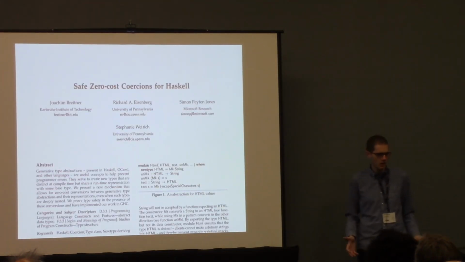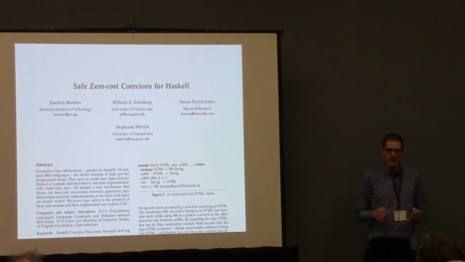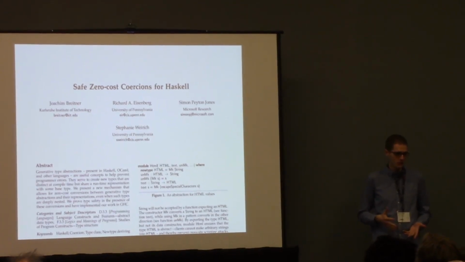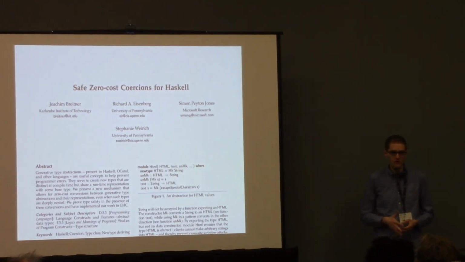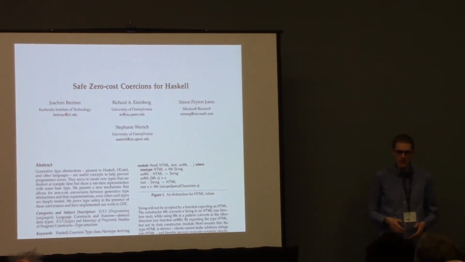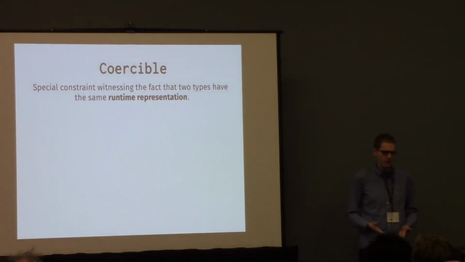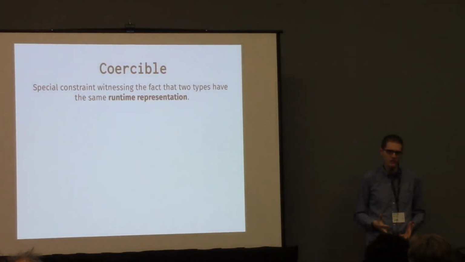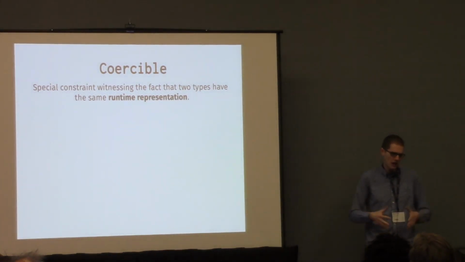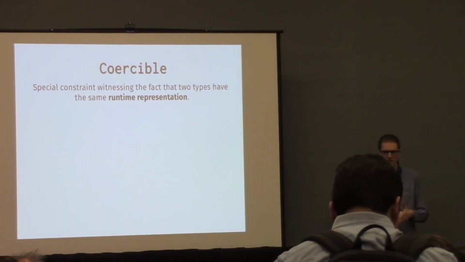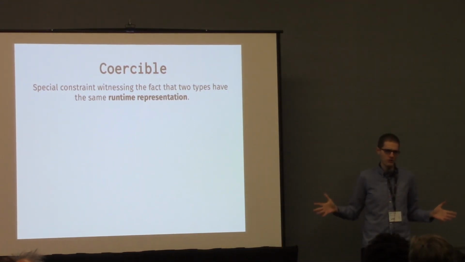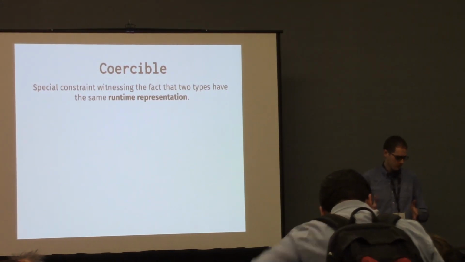So to be perfectly clear, Coercible is not a new idea that we introduced in this paper. This has been around since the "Safe Zero-cost Coercions for Haskell" paper and debuted in GHC 7.8. So not a new idea, but you don't have to have read this paper to understand the talk. The essence of Coercible is that it's a special constraint that GHC provides that witnesses the fact that two types have the same runtime representation. So you can think of it as a broader notion of equality than actual equality.